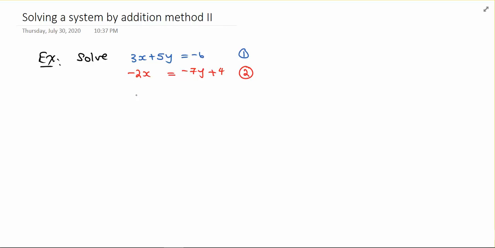And although there appears to be many steps, it's actually a very easy method to use once you get the hang of it. So the first thing I'm going to do, of course, is to add 7y over and get my variables to line up, right? So variables lined up.